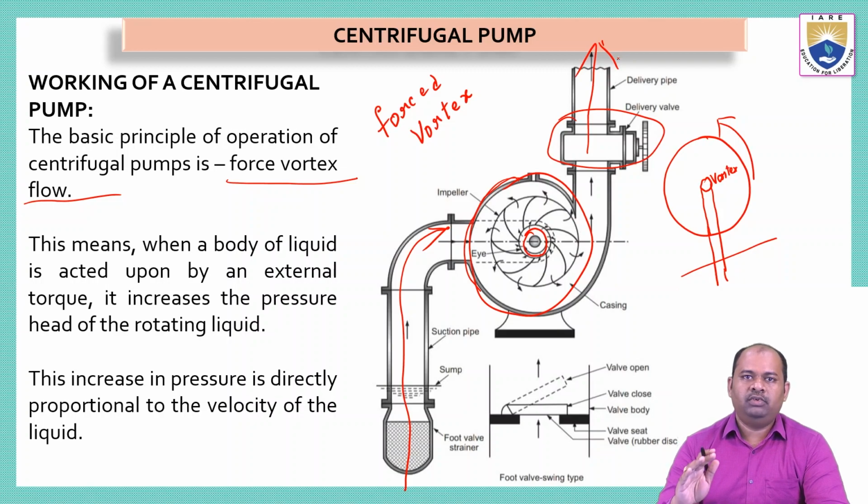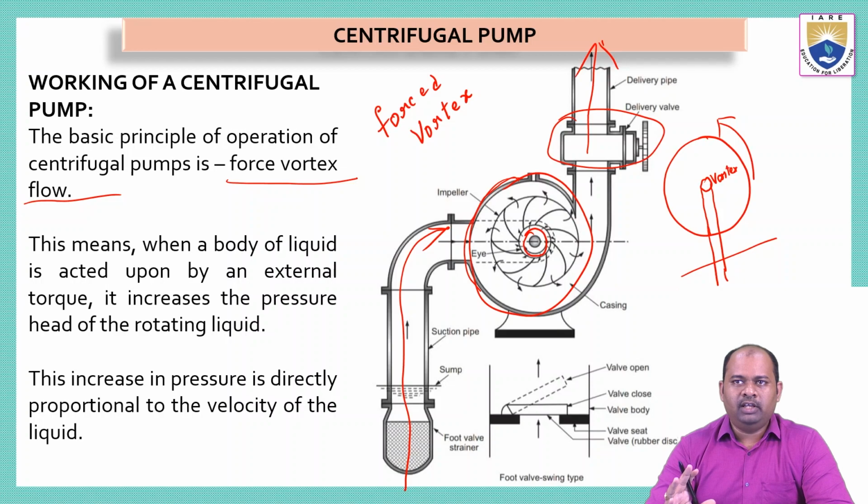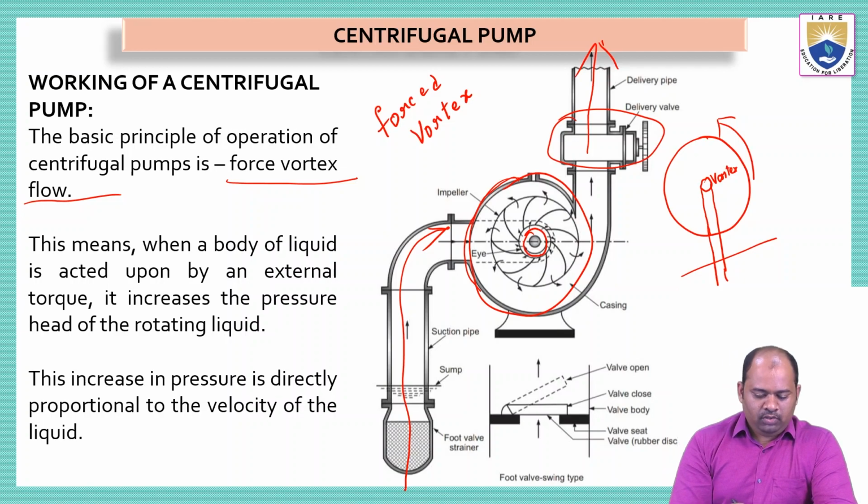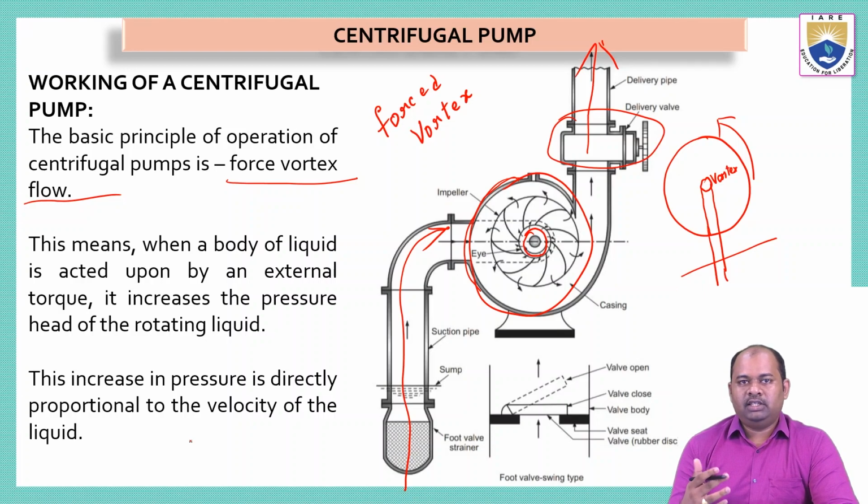So this is the simple working of a centrifugal pump, where a forced vortex is created in a closed casing, which will make the water sucked into the casing, and from there the water will be delivered through the delivery pipe. Okay. So now what is the force that is increasing the pressure and velocity of the water?